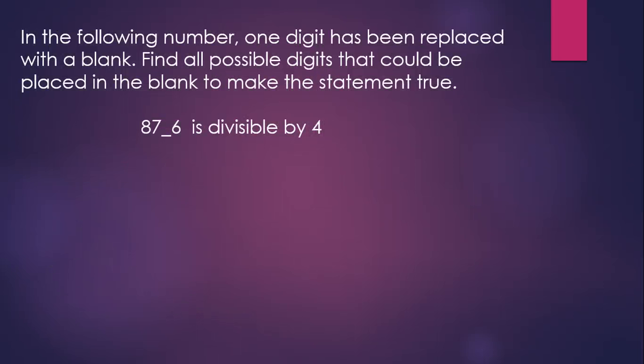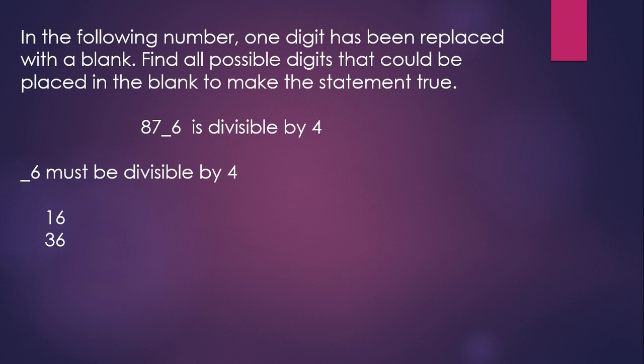In this number, we've replaced one of the digits with a blank, and we want this number to be divisible by 4. So what could the digits be that go in the blank? Well, the rule for 4 is that the number formed by the last two digits has to be divisible by 4. So the first digit that could possibly be in that blank is a 1, because 16 is divisible by 4.